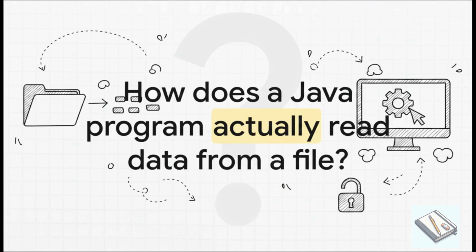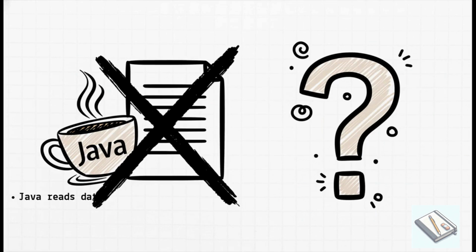How does your Java program actually get the data out of a file? You probably imagined it just cracking the file open and grabbing everything inside. But what's really happening under the hood is a little different, and understanding this one thing is the key to everything.